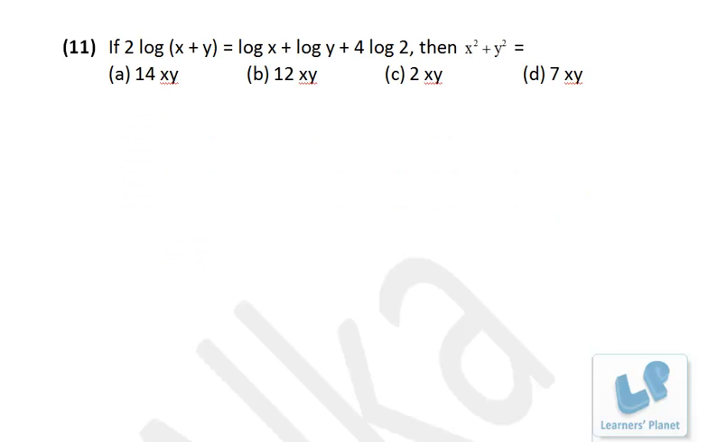Now here in this case, 2 log of x plus y is given to be this, so x square plus y square. So first of all, I can take this to be here. Then this is x plus y whole square is equal to log of x plus log of y plus 4 log of 2. So I write this. So log of a plus log of b plus log of c will be log of a into b into c. So x into y into 16, right? Then I took antilog of both the sides, right?